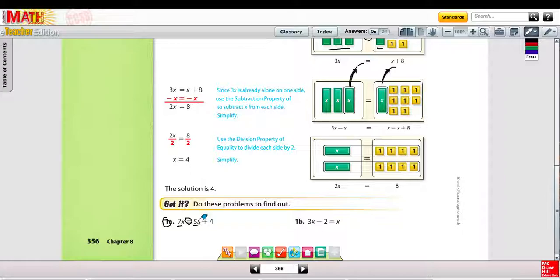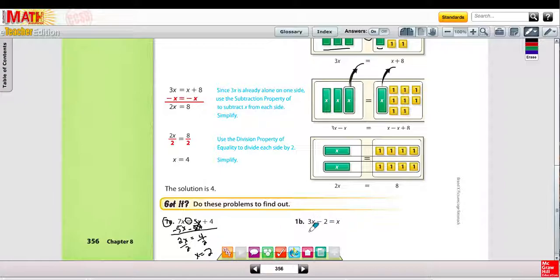It really doesn't matter, but to save steps, I'm going to subtract 5x from both sides. So I get 7x minus 5x is 2x. And then on the right side, 5x minus 5x is 0, so we have 4 left over. Divide by 2, x equals 2.